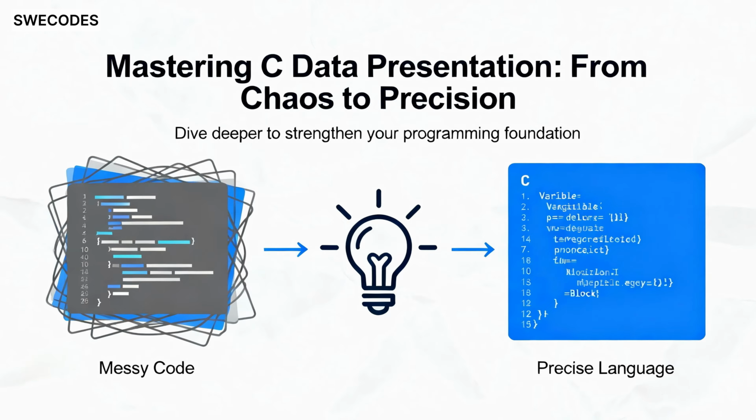If you found this breakdown valuable, don't just stop here. The deeper you go into how C handles data presentation, the stronger your foundation becomes. This is where code stops being messy text and starts becoming a language of precision.